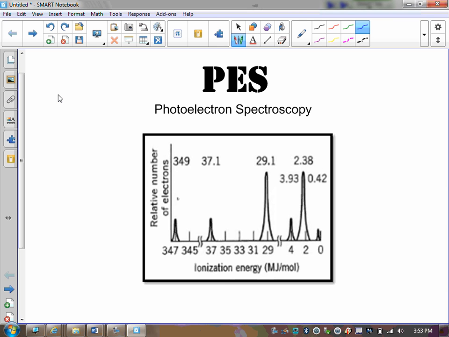And those peaks are going to be a representation of the ionization energy necessary to ionize the entire sublevel. So not just one electron like we saw in big idea number 1, but the entire sublevel. So for example, both electrons in 1s or both electrons in 2s.